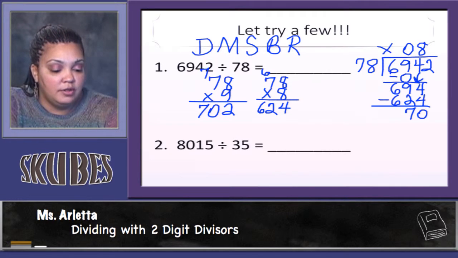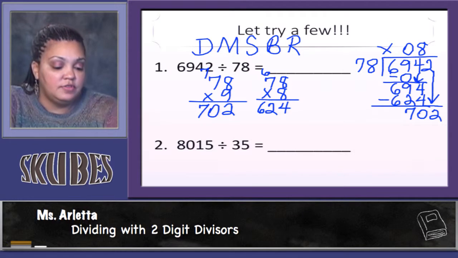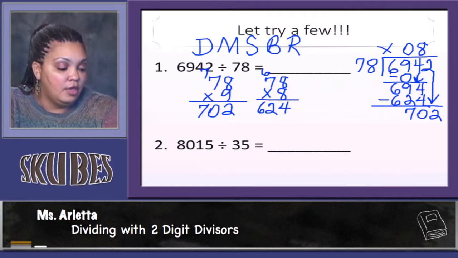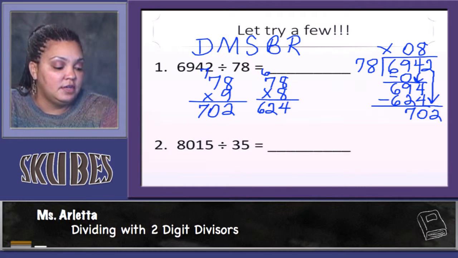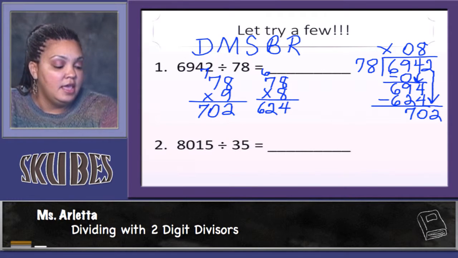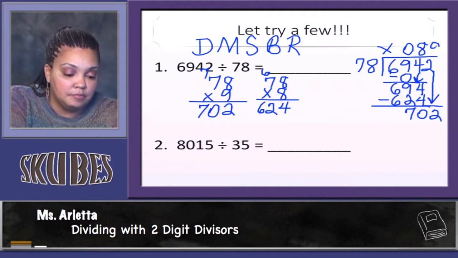We need to go to our dividend and bring down the next digit. So we're going to bring down a 2, which gives us a 702. 702 divided by 78. If you look over at what you just did, when we multiplied the 78 times the 9, it gave us an answer of 702. So we know that 702 divided by 78 is equal to 9.